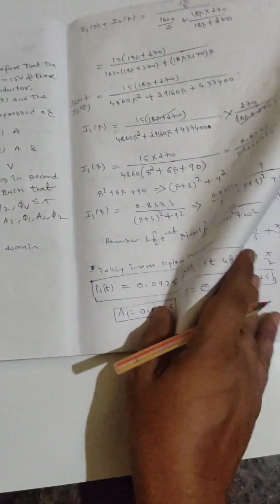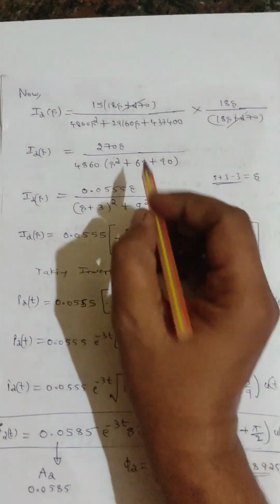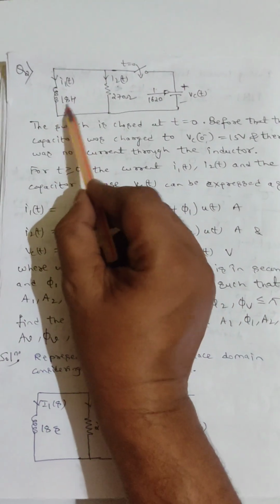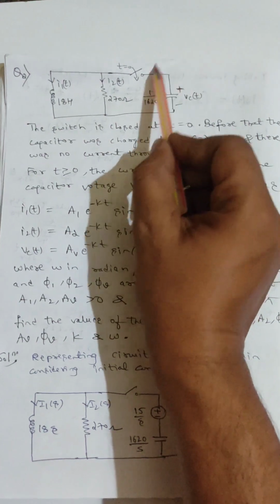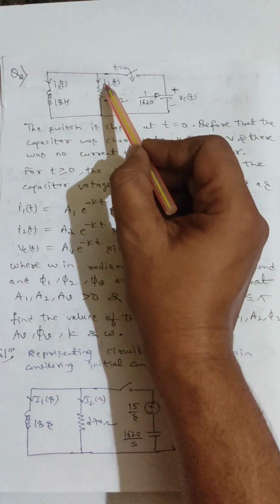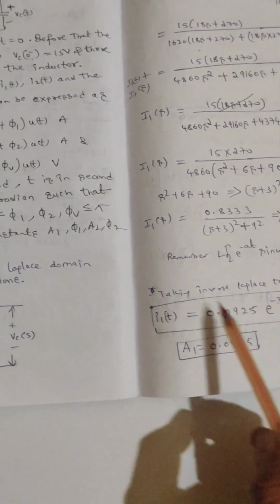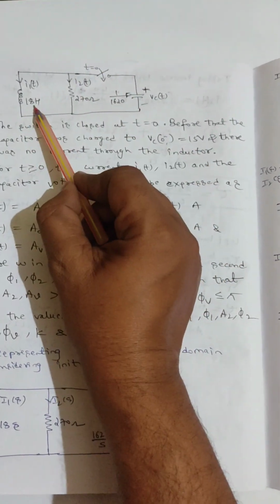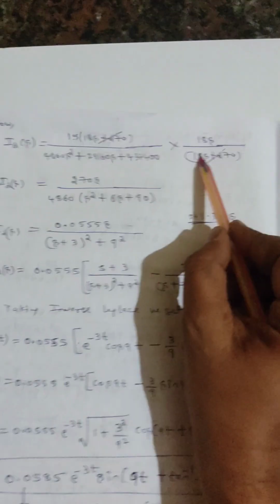Okay, now similarly I2 of S. See, I2 of S is nothing but you should apply the current division rule. What is the current here? I1 of S plus I2 of S, the supply current. By knowing the supply current, we can find the branch current. So the I2 of S will be, we already got I1 of t. Now I2 will be supply current into inductor divided by sum of this. Like this you should represent.